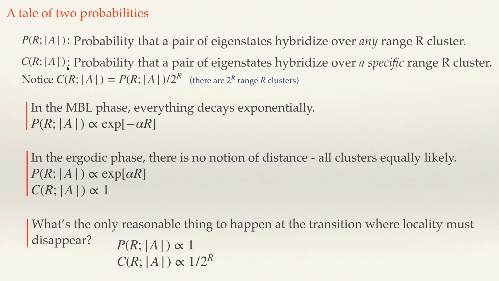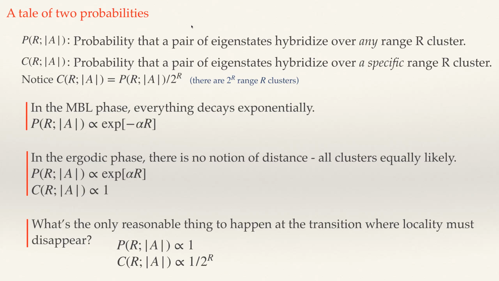It's just combinatorics. In the MBL phase, everything decays exponentially. Clusters are all local, so the probability that you hybridize over any range R cluster when you collide is some e to the minus alpha R. I'll show numerics that validate this in a minute. In the ergodic phase, there's no notion of distance. All clusters are equally likely when 2 eigenstates collide. The probability that you hybridize over any range R cluster is actually exponential in the range, just by combinatorics. There are lots of range 20 clusters, so it's likely you're going to collide over one of those clusters. The probability you collide over any specific cluster is constant. It's range independent. There's nothing special about any of them.